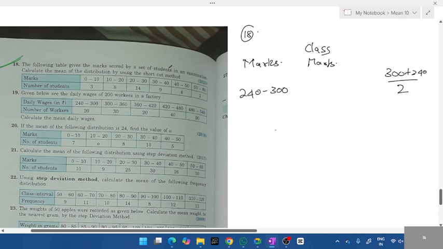300 and 330, 360. If you give random numbers like this, what comes in between 300 and 360?